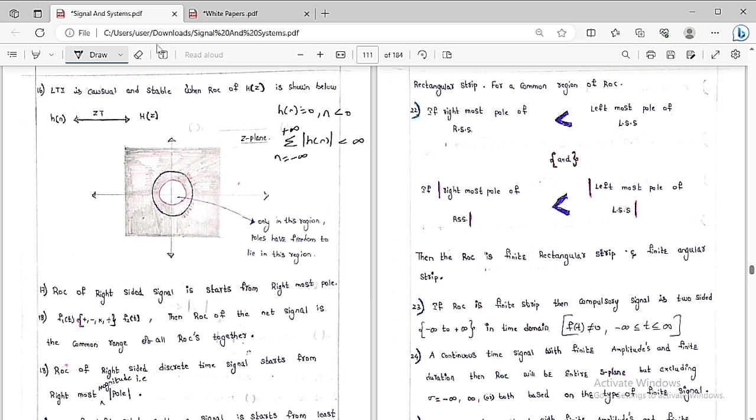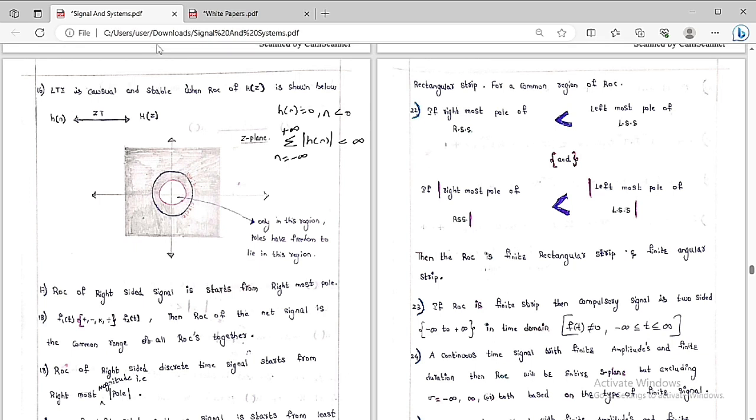So as h of n is absolutely summable, definitely we can say the system is stable. If it is absolutely summable, the discrete-time Fourier transform is also going to exist. So if you want the discrete-time Fourier transform to exist, the ROC of the H of Z should also include the unit circle. So we can say, if you want an LTI system to be causal as well as stable, the ROC is outward of a circle, and it should also include the unit circle.